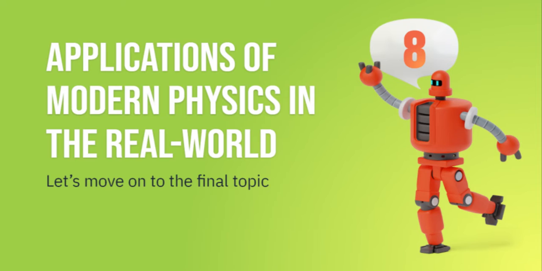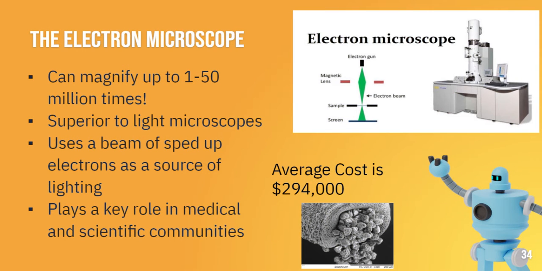And now for the final topic of the day, applications of physics in the real world, and we will be looking at the electron microscope and chip design. Did you know that electron microscopes can magnify up to 1 to 50 million times? This means that it is far superior to its light microscope counterparts. Electron microscopes use a beam of accelerated electrons as a source of illumination, and they are mainly used to study the ultrastructure of inorganic or biological specimens, such as cells, and they are incredibly useful at studying extremely tiny particles.